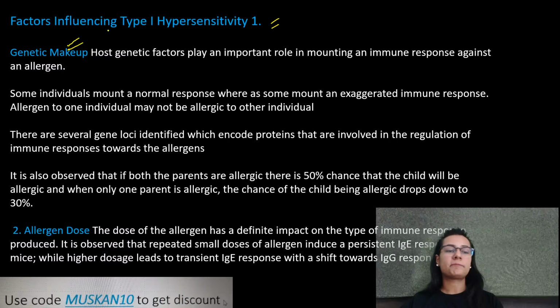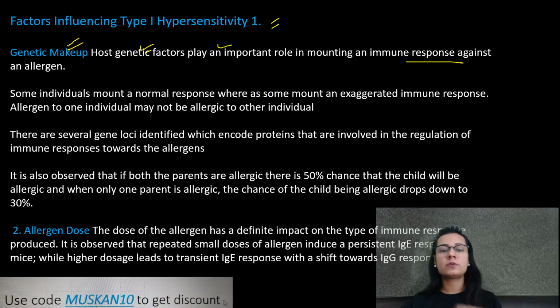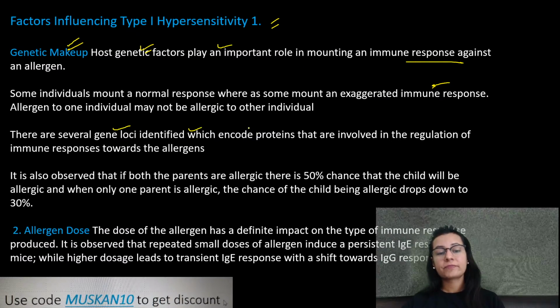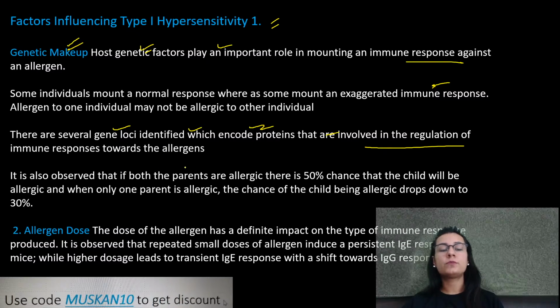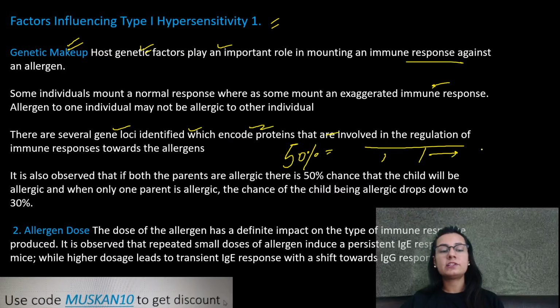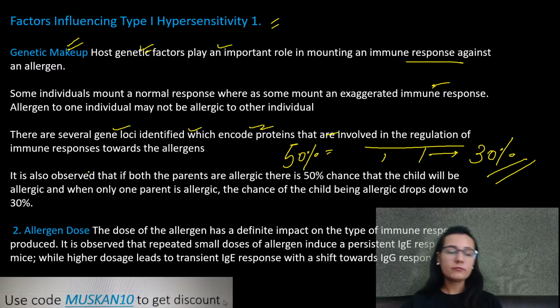So, genetic makeup. Now, host genetic factors play an important role in mounting an immune response against an allergen. Some individuals mount a normal response, whereas some mount an exaggerated immune response. There are several gene loci identified which encode proteins that are involved in the regulation, and it is also observed that if both the parents are allergic, there is a 50% chance that their child will be allergic, and if one is allergic, only a 30% chance that the child is allergic.